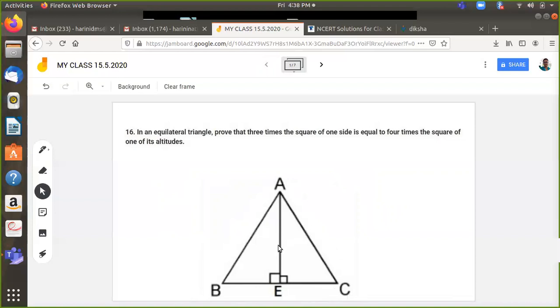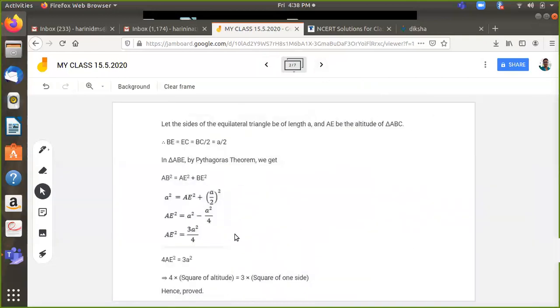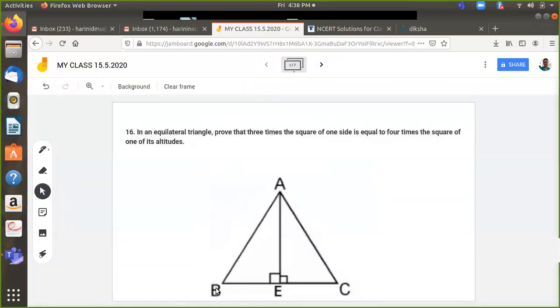This is A. So to find AE square, you must write it as AC square minus CE square, which will be A square minus A by 2 the whole square, which will give you root 3 by 2 A. So AE is nothing but root 3 by 2 times A. So when I go back and substitute in the right triangle ABE, I got my BE as half of BC and I got my AE as root 3 by 2 times A. This is the triangle I am concentrating on, ABE.